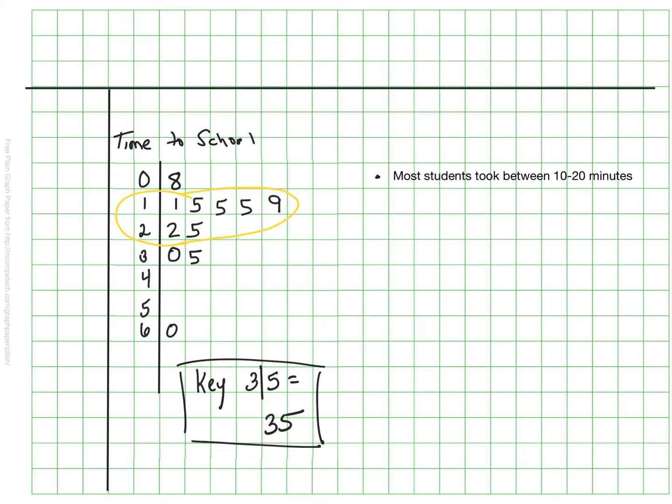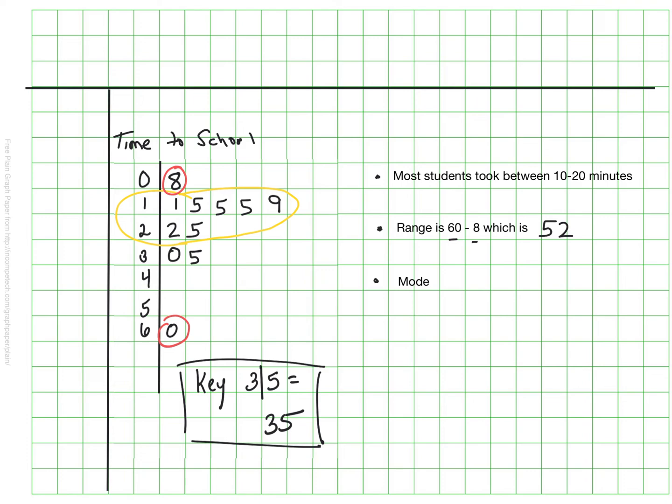I can also use this to figure out the range. I know this is my highest point and this is my lowest point. And that 0 next to the 6 means 60. So that's my highest. The 8 is just 8, which means my range is 52.